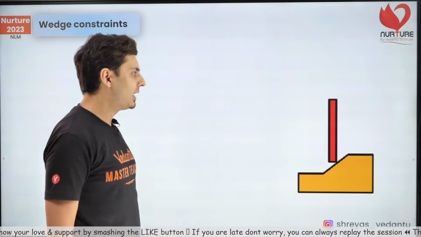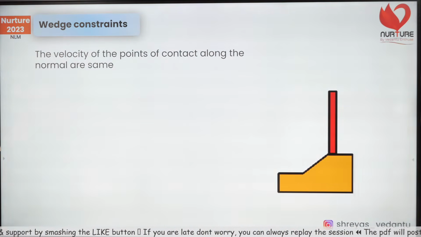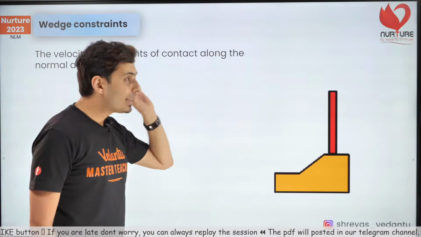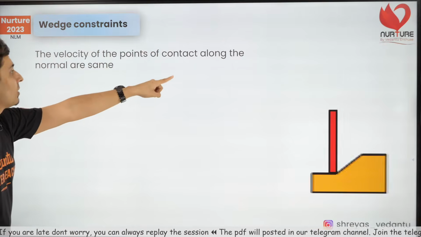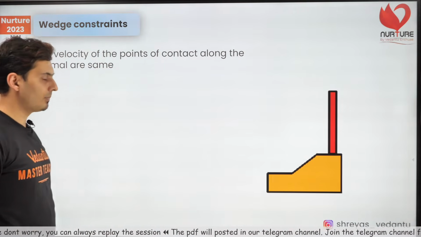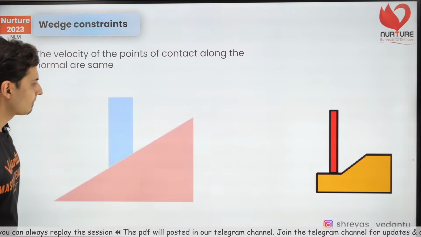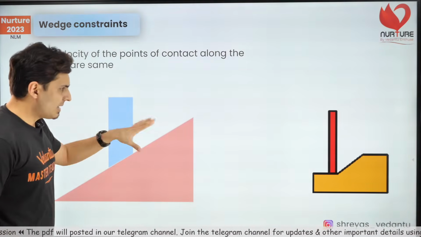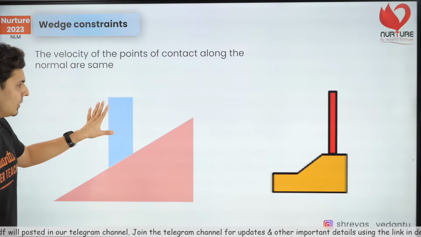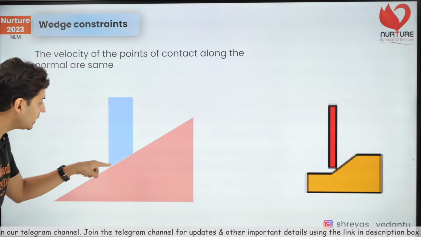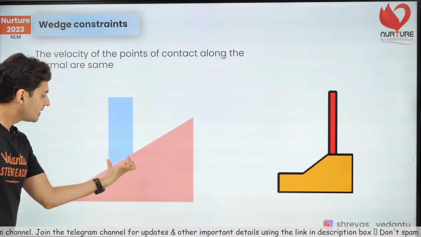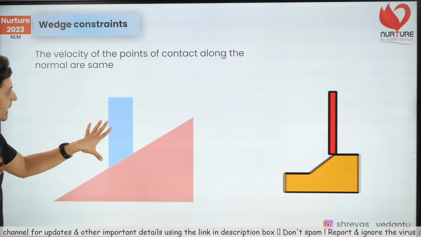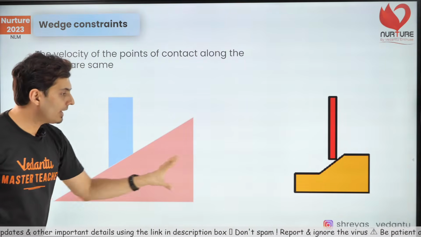Now, what is the way to do that? It's very simple. All you need to do is find what is the point of contact. Just check what is the point of contact, and remember the velocity of the points of contact along the normal are same. What do I mean by that? Let's take an example. Imagine the same situation. This is incline, this is that rod. And look at the point of contact. This is the region of contact over here. This blue object can move up and down. This red object can move left and right.